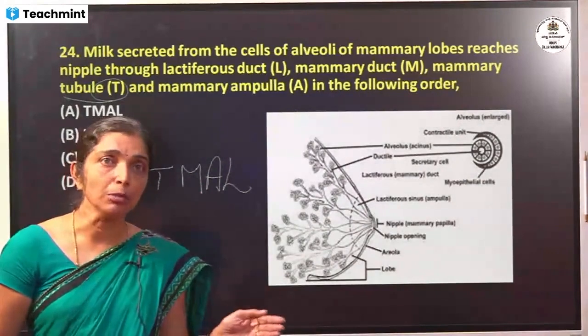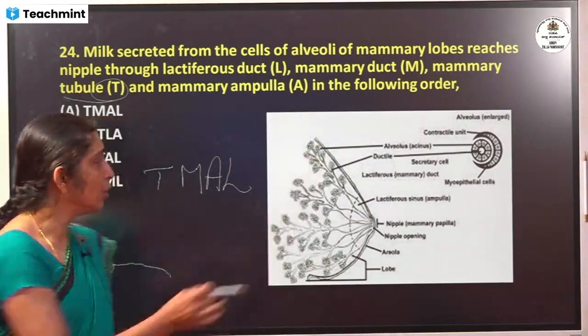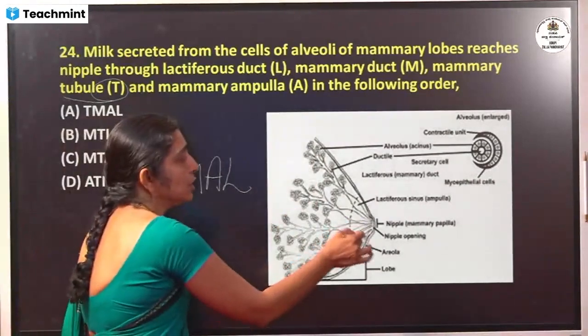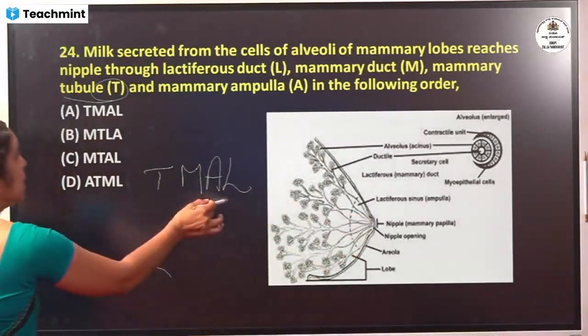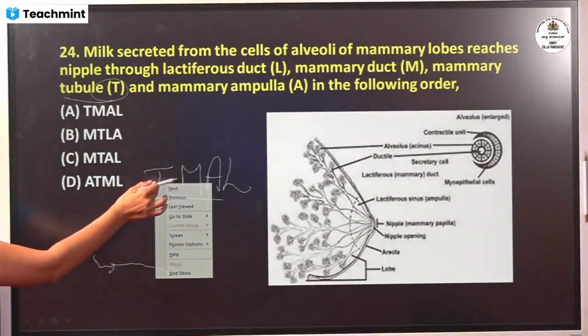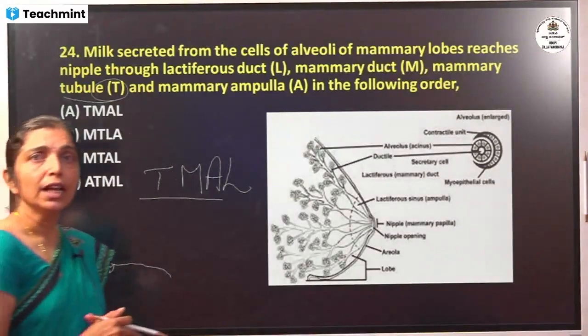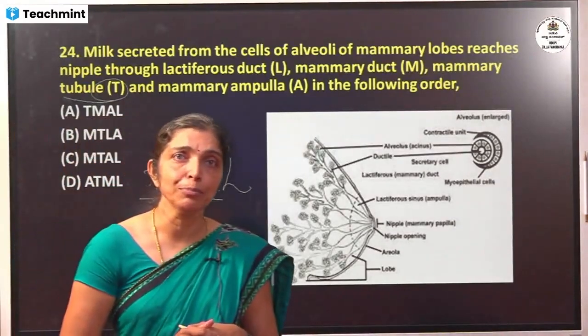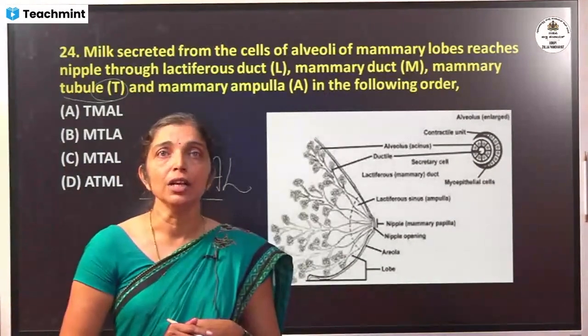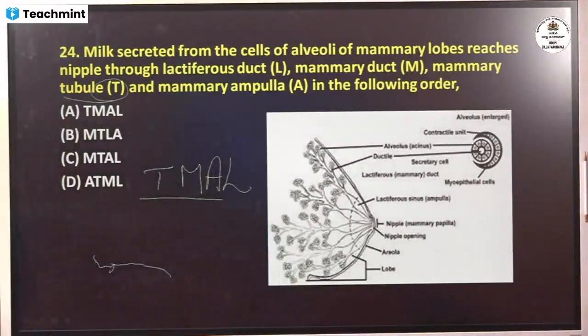So the right option over here, the flow of milk from the alveoli of the mammary glands to the nipple, is through TMAL, where T represents your mammary tubule, M represents your mammary duct, A represents your mammary ampulla and L represents your lactiferous duct. So the right option over here is A, TMAL.